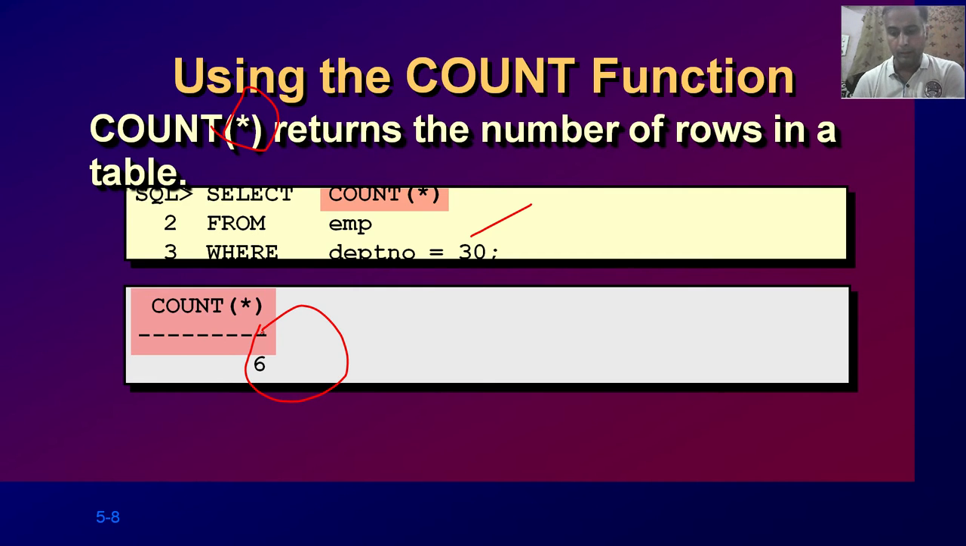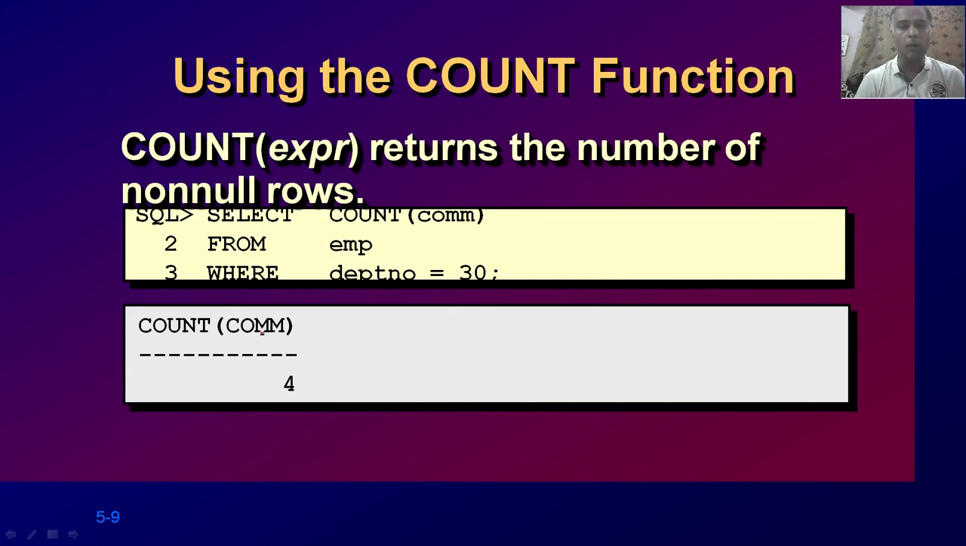Now using the count function, suppose I count an expression, like the expression with the commission. Select count commission from EMP where department number equals 30. That means there are 4 employees getting commission who belong to department number 30.